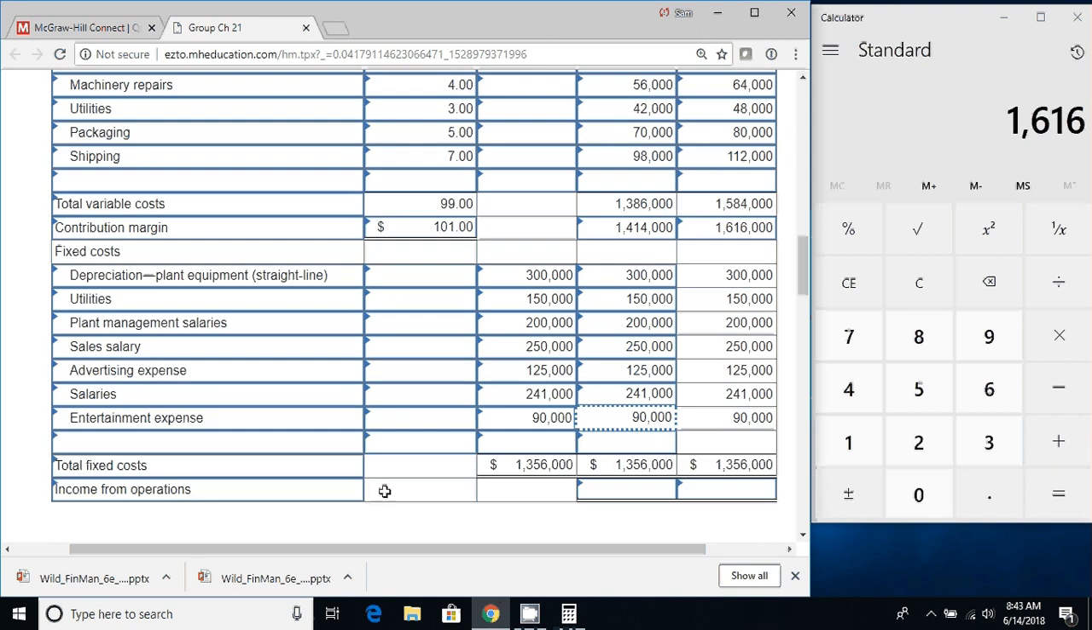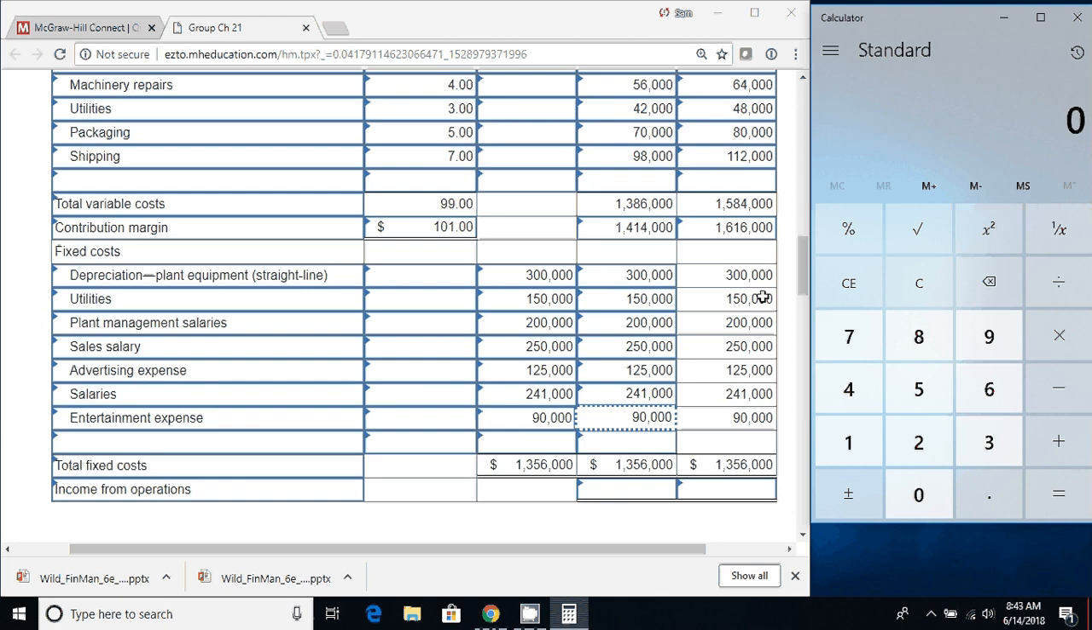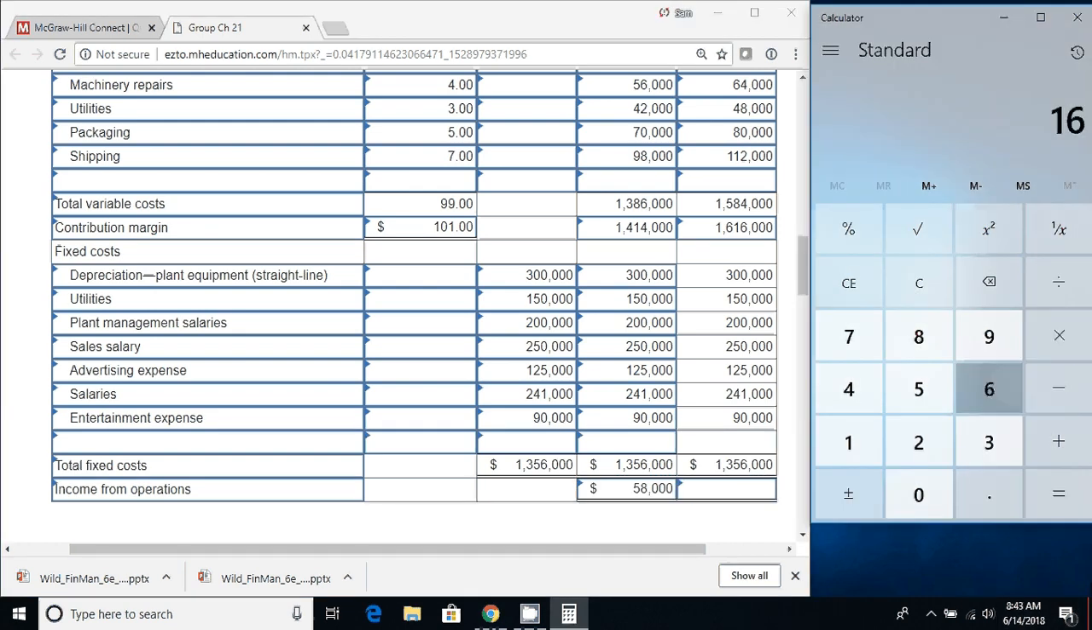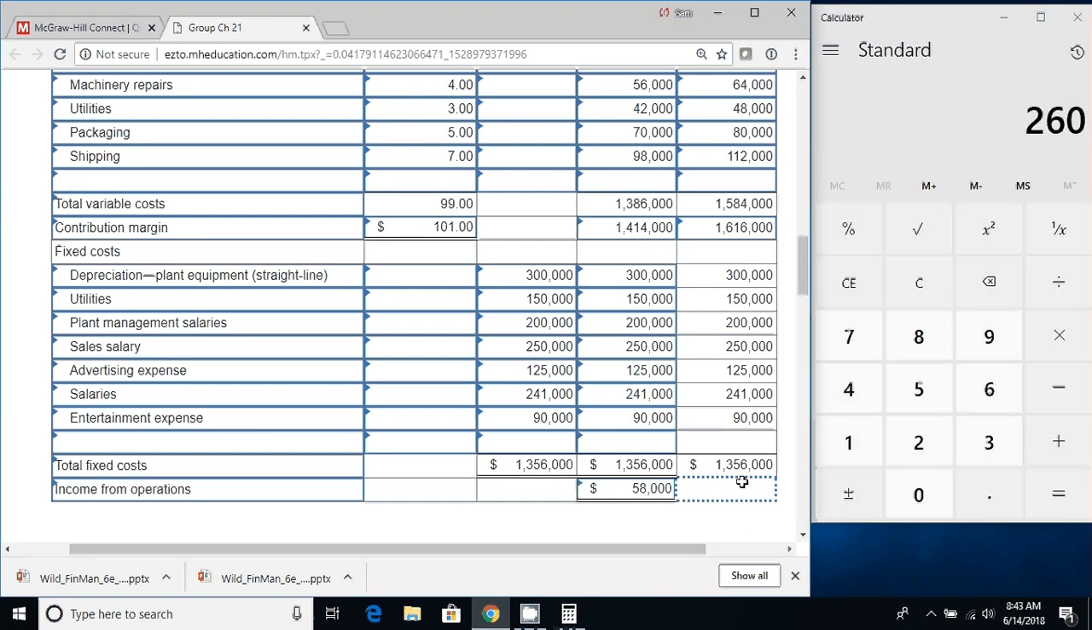So what does this do for us? Well, now it allows us to calculate our income from operations. So how do we do that? Well, we're going to take our contribution margin minus our total fixed costs. So 1,414 minus 1,356, and we get 58,000 here. And then if we look over at our 16,000, 1,616 minus 1,356 is going to give us 260,000.